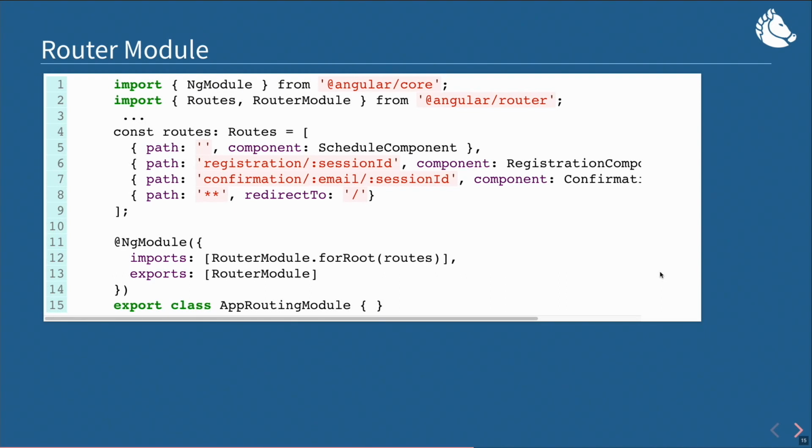So on the left is the path. What's the path that's being routed to? And in these cases here, you see parameters in the path. And then what component are we going to route to when we see that path? And at the bottom, there's a catch-all that redirects to the root path.